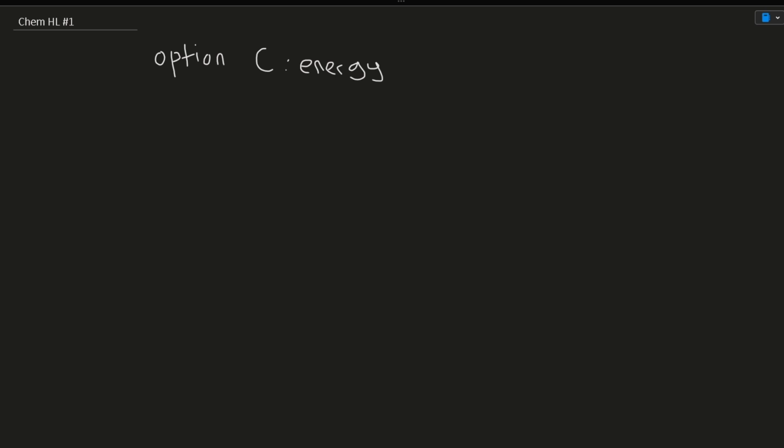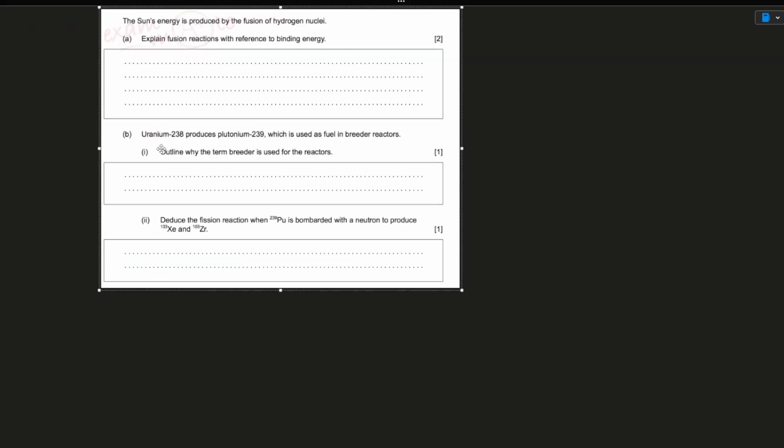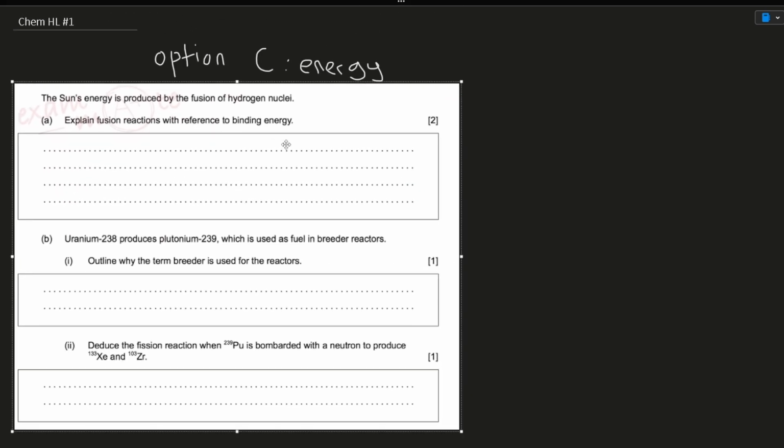So let's get ready with the first question. Here the question says, the sun's energy is produced by the fusion of hydrogen nuclei. Explain fusion reactions with reference to binding energy. So binding energy is basically the amount of energy required to separate a particle from a system.